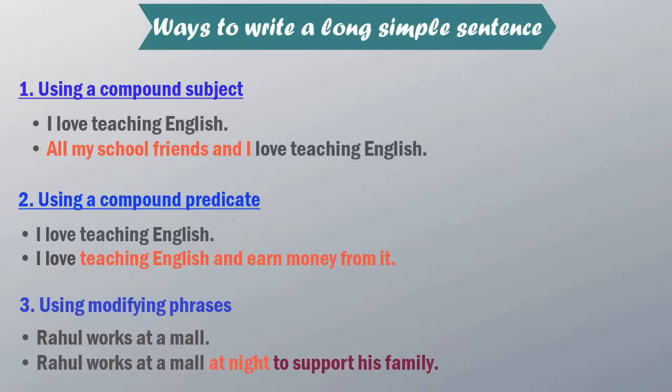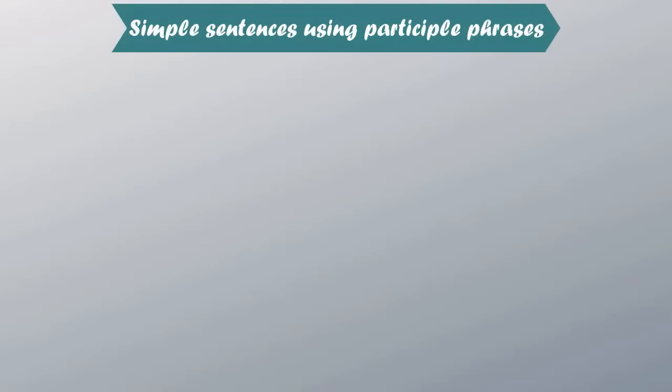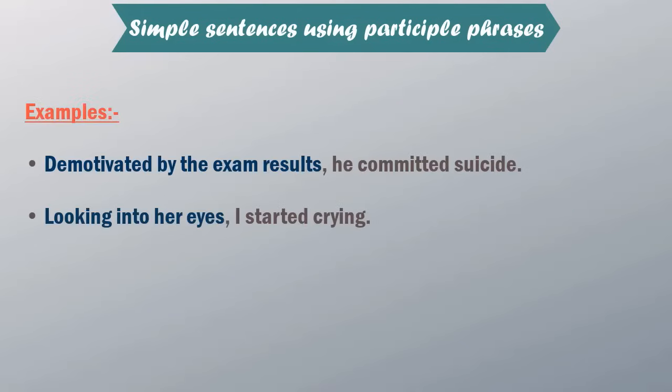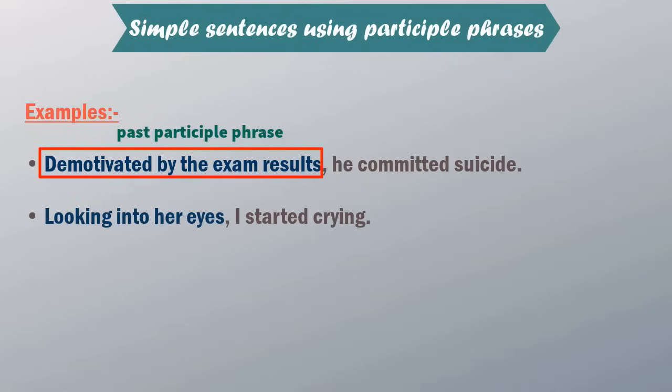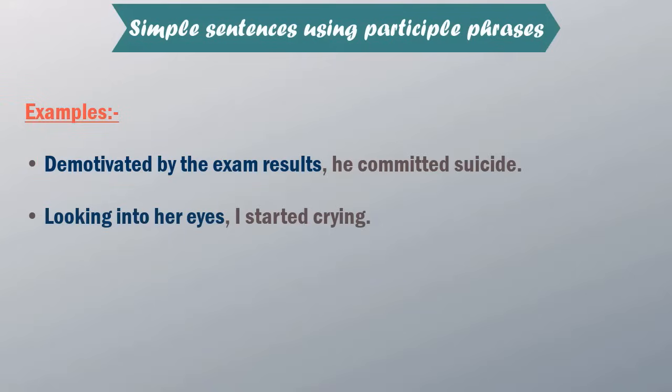So I was trying to explain to you that a simple sentence has nothing to do with the length. What you need to understand is it talks about only one idea. And in all these examples, we've only talked about one idea. As I just showed you, you can also use modifiers in a simple sentence. You can use phrases. You can use participle phrases as well. For example, demotivated by the exam results, he committed suicide. Demotivated by the exam results is a past participle phrase modifying the subject he. This is still a simple sentence.